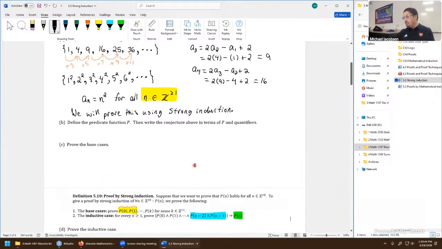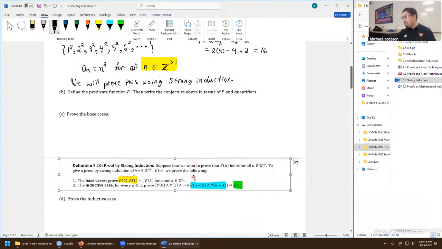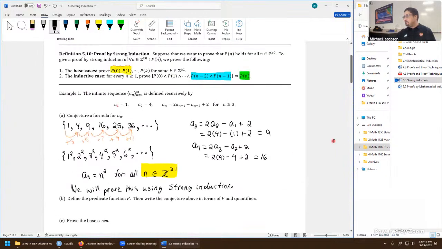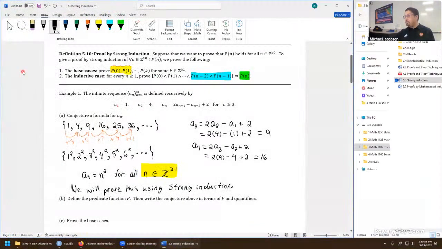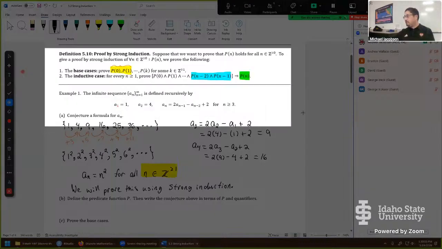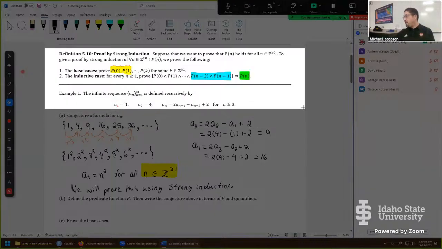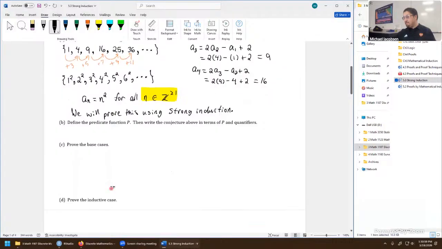Let me put this here for just a quick reference. Actually, I want a bigger screenshot. I want the proof technique and the thing we're trying to prove as well. Well, the recursively defined sequence at least. So there it is.